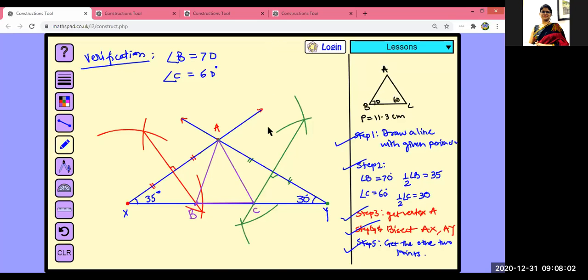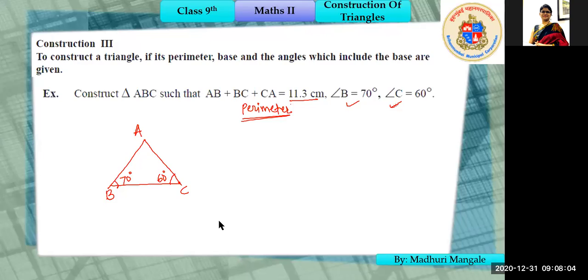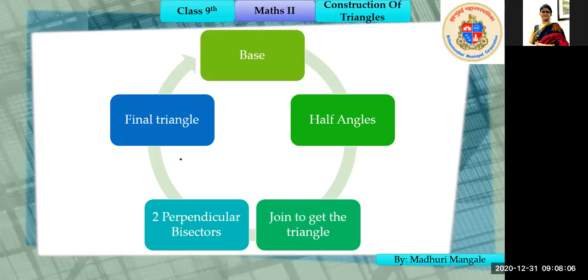Now let us look at a recap over here once again. So first thing, we draw the base. First step is to draw the base. Second, to draw half angles. Third, to join those two lines that we get in step 2 to get the vertex. So join to get the vertex. Fine, we will get the vertex, and then we draw two perpendicular bisectors.